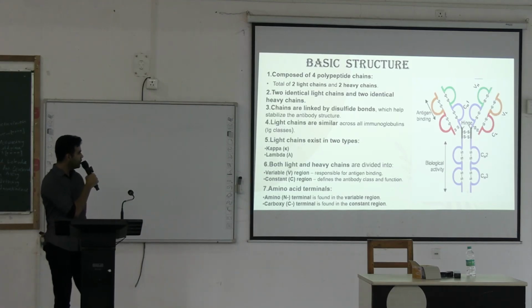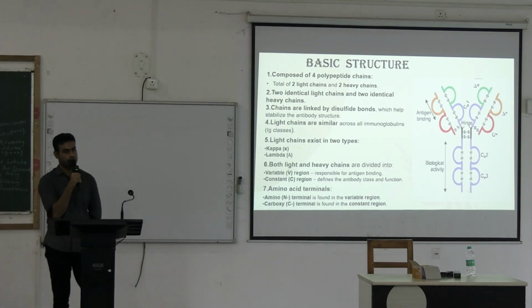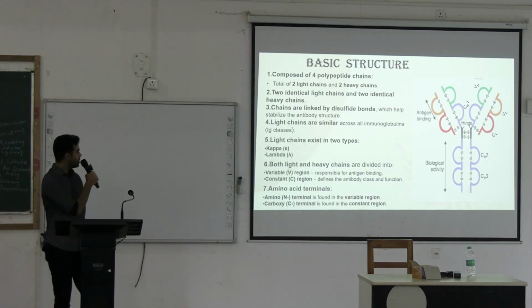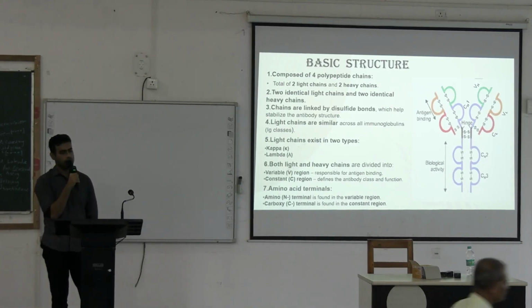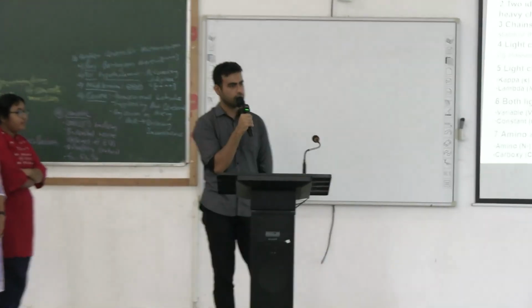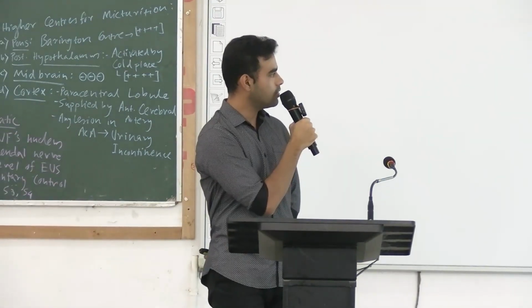Light chains exist in 2 types, that is kappa and lambda, while heavy chain variation mainly forms the 5 different classes, which are G, A, M, D, and E. Both light chains and heavy chains are divided into variable and constant regions. The light chain contains 1 variable and 1 constant region, while the heavy chain contains 1 variable and 3 constant regions.